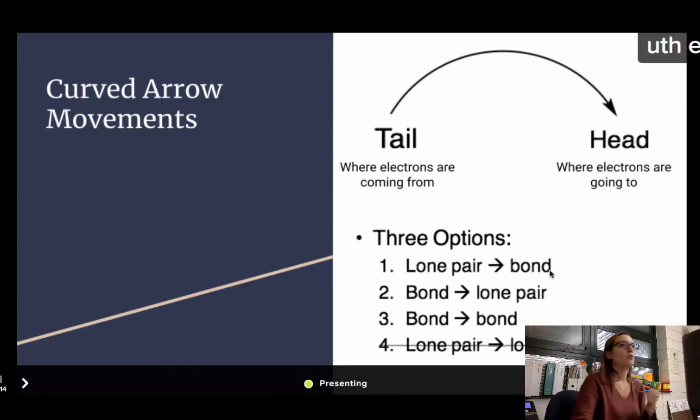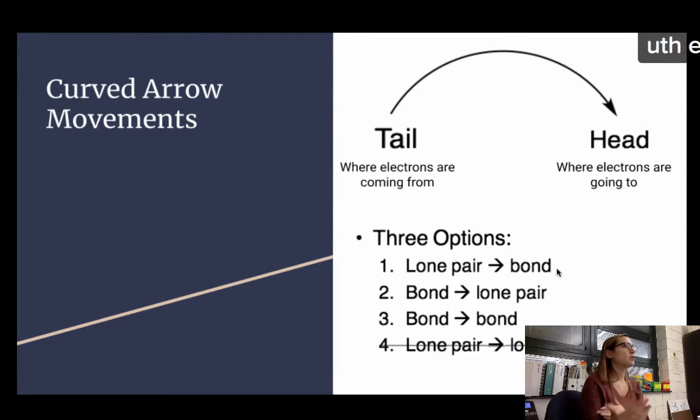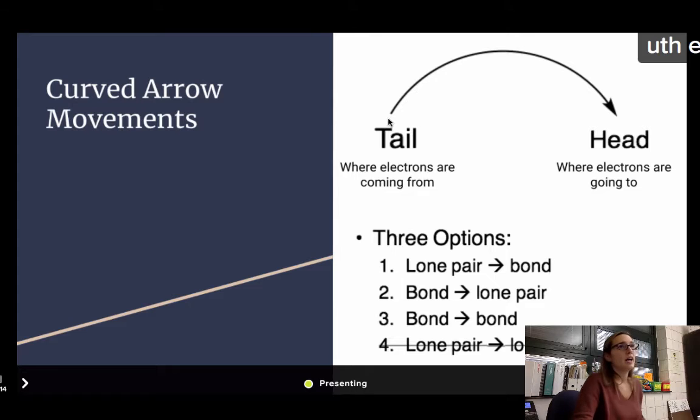And so we have lone pair to bond, which we'll look at. Bond to lone pair, so obviously you're taking electrons from a bond and making it into a lone pair, and then you have bond to bond. So maybe you're taking the electrons in a double bond and moving it to create a single bond. That's just a bond to bond movement. With the curved arrows, you'll be looking at some of the mechanisms today.